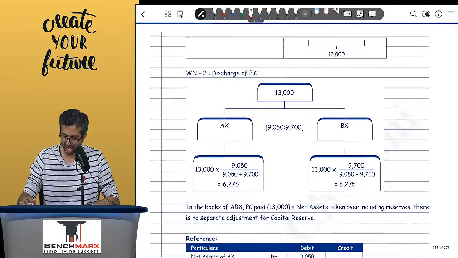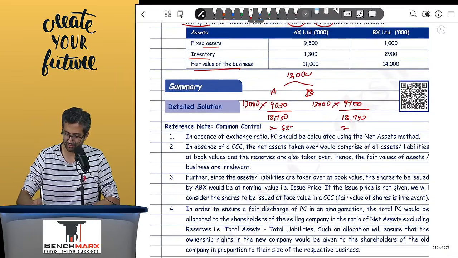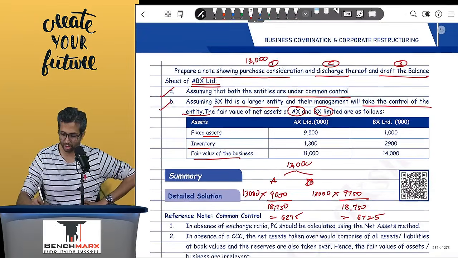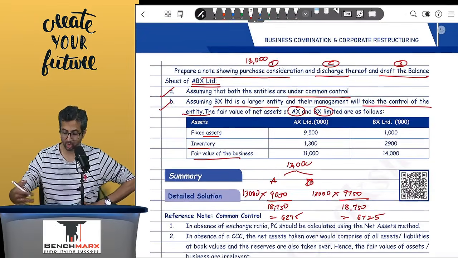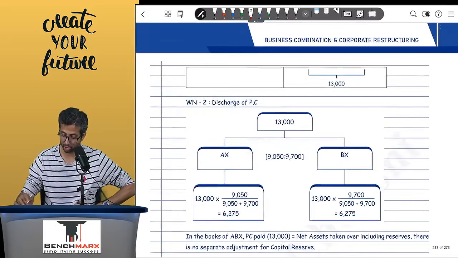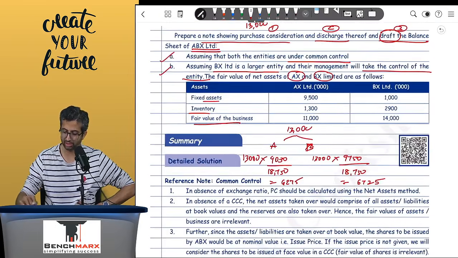6,275 and 6,725. So this is your discharge of PC. So if I go to C for common control, we say that the PC is 13,000 and the discharge thereof is 6,275 and 6,725. Draft the balance sheet as well.